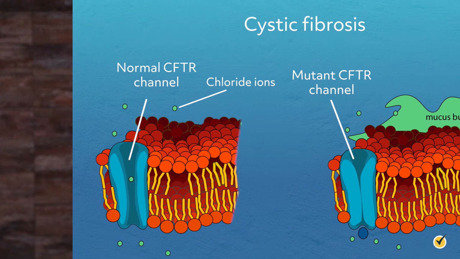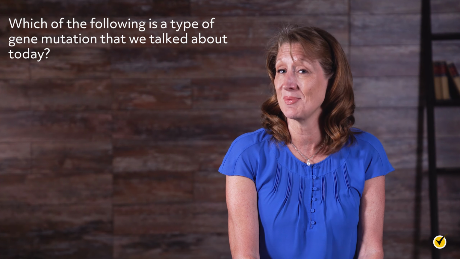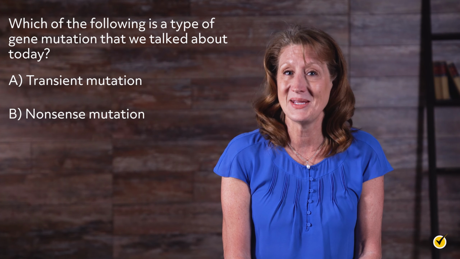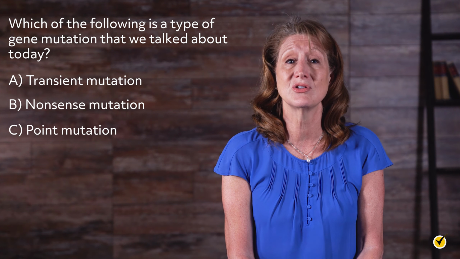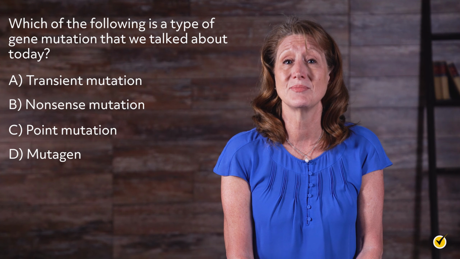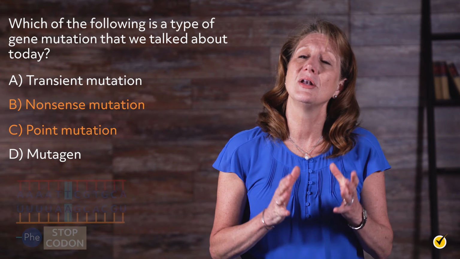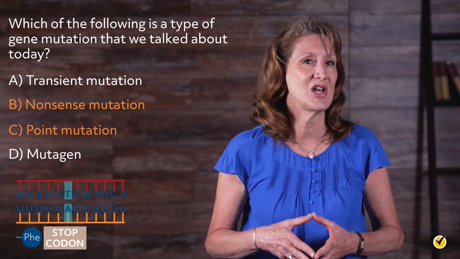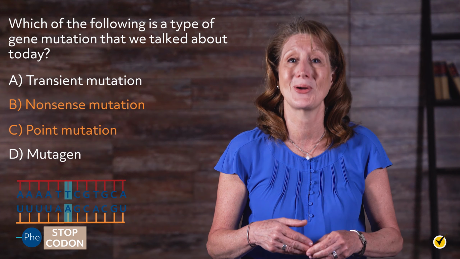Before we go, let's go over a quick review question to test your knowledge. Which of the following is a type of gene mutation that we talked about today? A. Transient mutation. B. Nonsense mutation. C. Point mutation. D. Mutagen. The answer is both B and C. A nonsense mutation is a type of point mutation where one nucleotide is changed so that the codon codes to form a premature stop codon.